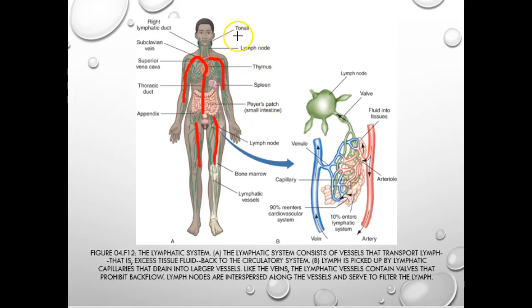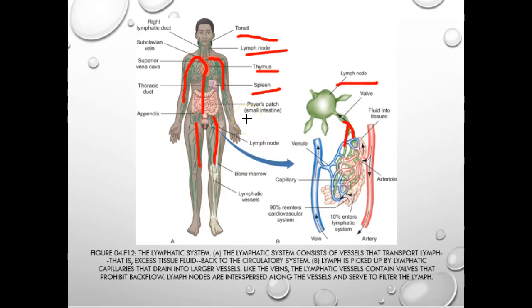You already know about tonsils and lymph nodes and thymus and spleen. I think those are pretty much review. We know lymph nodes. We know these lymph vessels are similar to small veins that help to return fluid from the extremities.